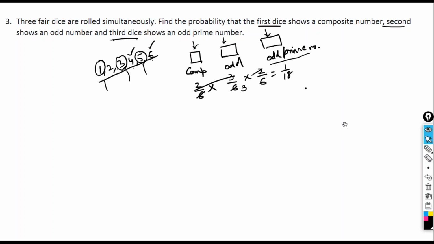Now I hope you are able to understand the difference between the previous two questions and this question. In the previous two, the position of the dice was not fixed. In this question, the position is fixed for first, second, and third.